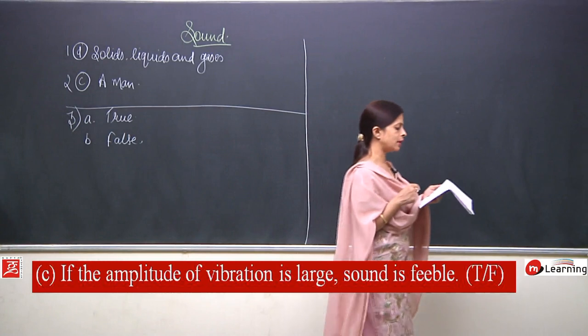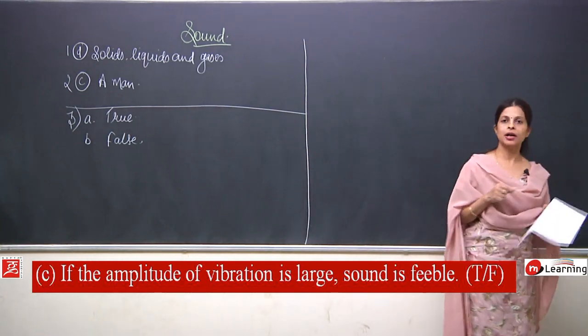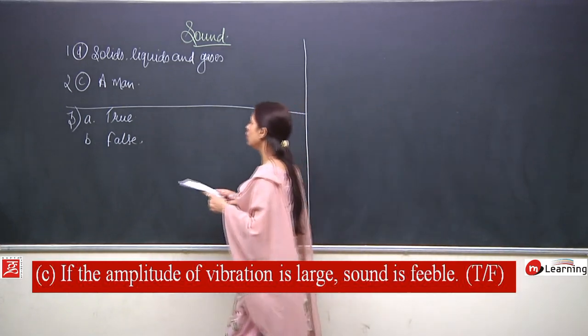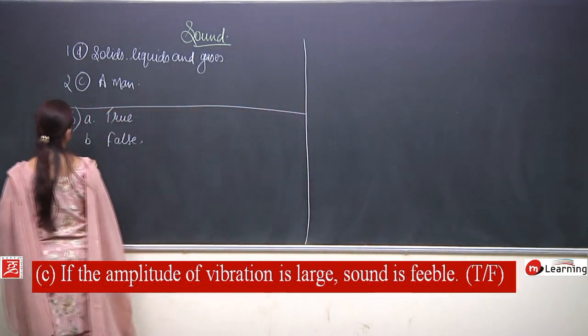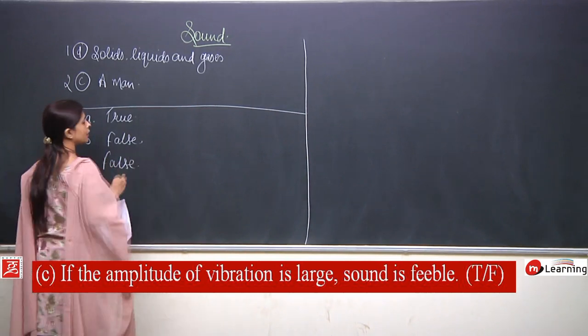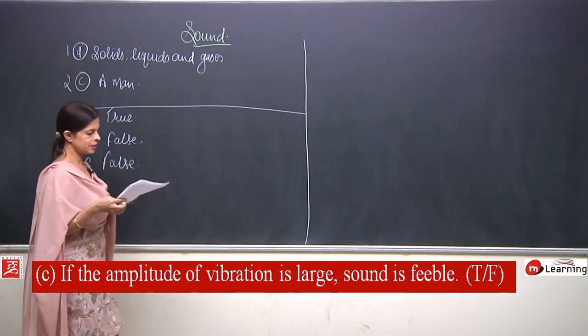But they have given the opposite, so sound is feeble. So again, this one will also be false. So this one is C, children, and obviously this is also false. Okay, now come to D, children.